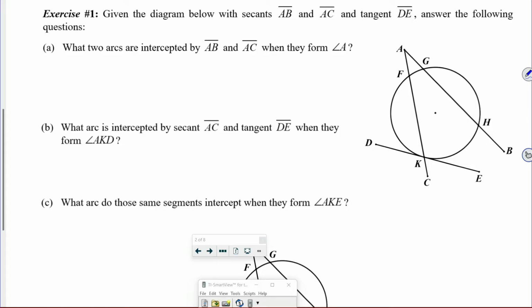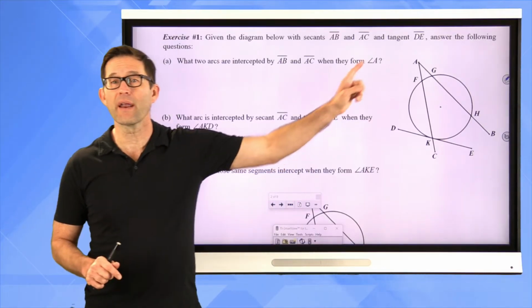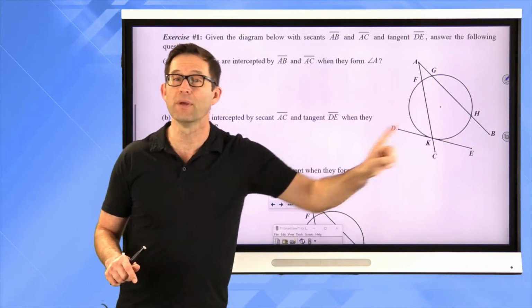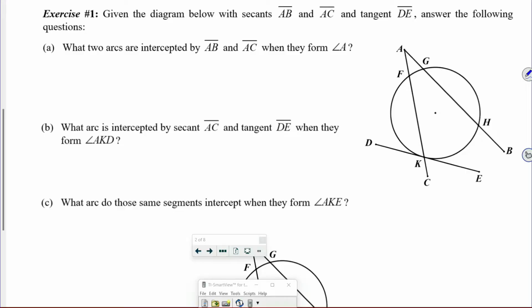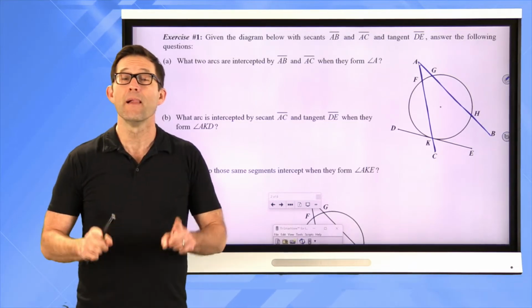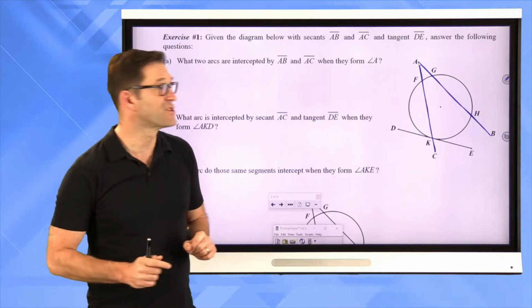Letter A, what two arcs are intercepted by segments AB and AC when they form angle A? All right, so here's what I'm getting at. We've got angle A up here, which is formed by the secant AC and the secant AB. Let me just draw those in, or at least cover them up with my blue pen. Now the key here is that that angle, when it's created by those two secants, intercepts two arcs on the circle. What are those two arcs?